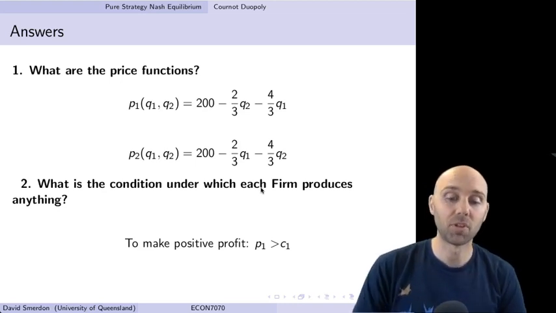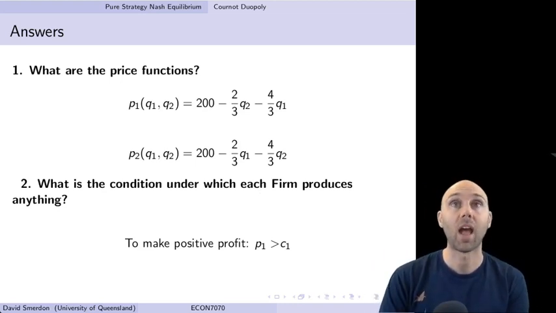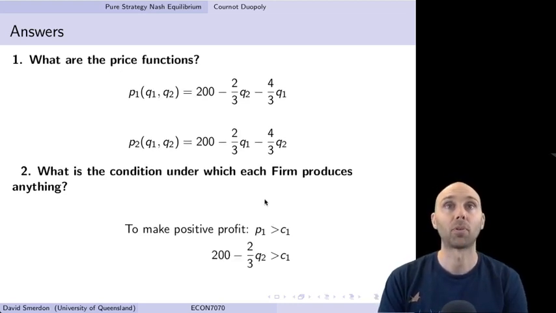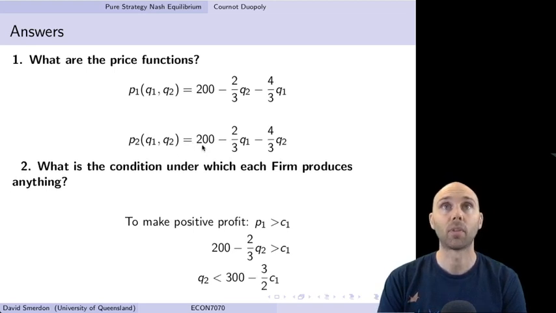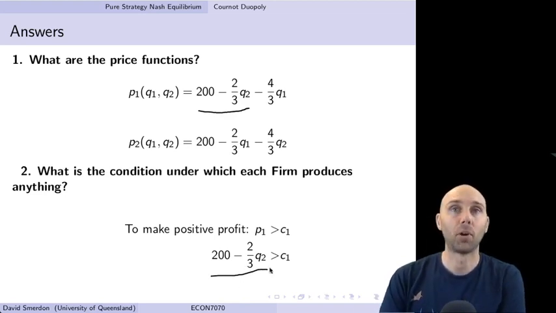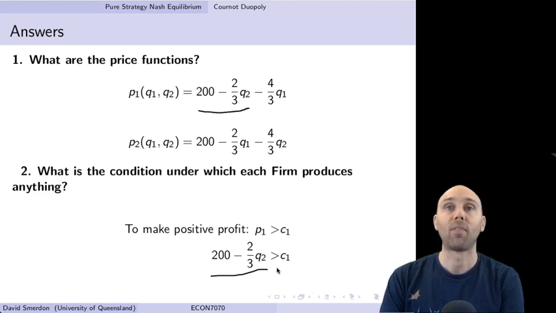Imagine that firm 1's not producing and it's deciding whether to produce at all. So in this case, we've only got Q2 in the market. So the price is 200 minus 2/3 Q2 in this case. The price that firm 1 faces is 200 minus 2/3 Q2. At the moment, firm 1's not producing anything, so we've got that here. And that price must be greater than firm 1's marginal cost C1. And if that's the case, then firm 1 will produce. If not, firm 1 won't produce.